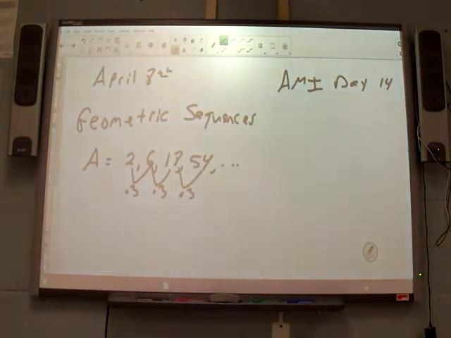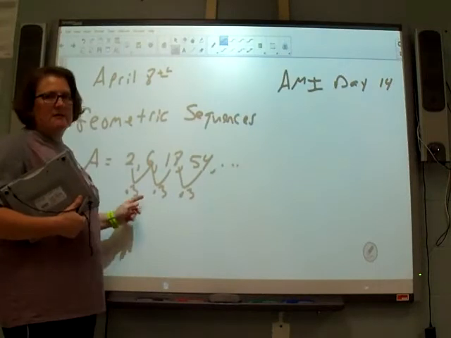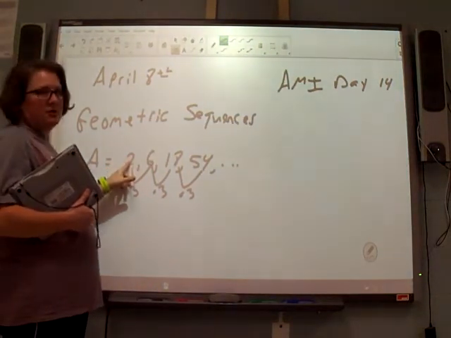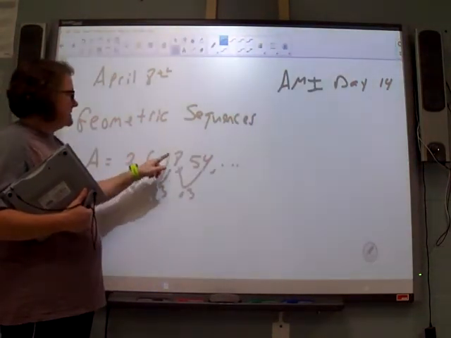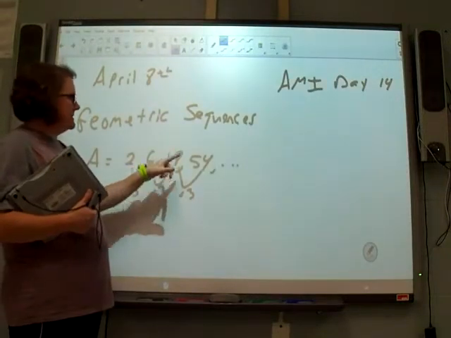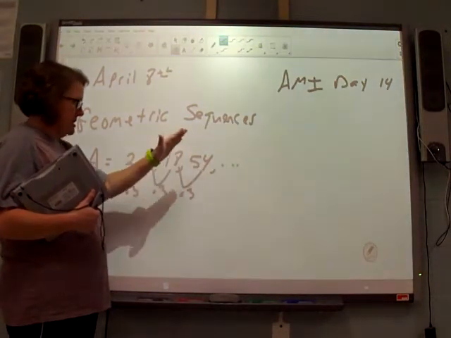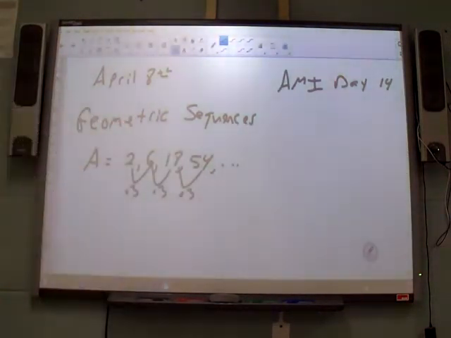Now, other way to do it, this one was pretty easy, but let's say you didn't know it was times 3 every time. You would just say 6 divided by 2, see what you get. Is that the same thing as 18 divided by 6? Is that the same thing as 54 divided by 18? So you just divide and see if it gets you the same thing. Okay, so if we wanted to find the next 4 terms in this sequence, we could do that very easily.